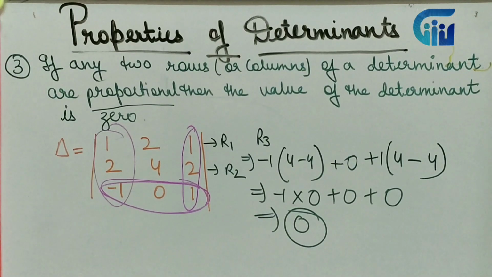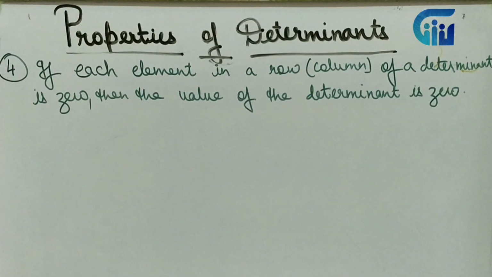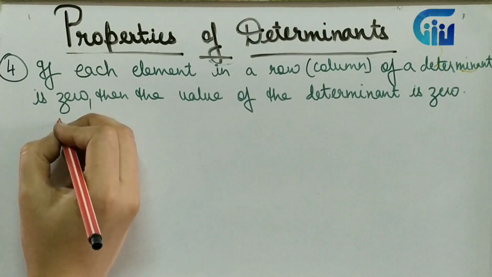So the first thing that we have to see in any determinant is whether all the elements are 0. If all the elements are 0, automatically the value of the determinant will come out to be 0. If any two rows or columns are identical or proportional, then also the value of the determinant will come out to be 0. So again, one more 0 property. Now what it says: if each element in a row or column of a determinant is 0, then the value of the determinant is 0. This is a very obvious property, right?